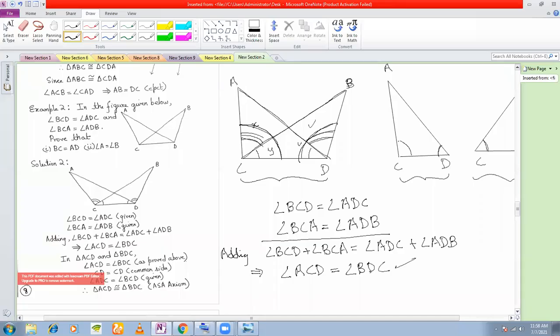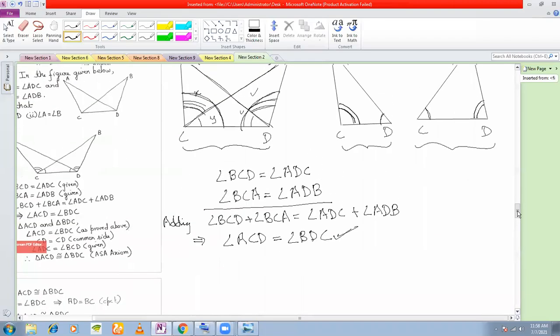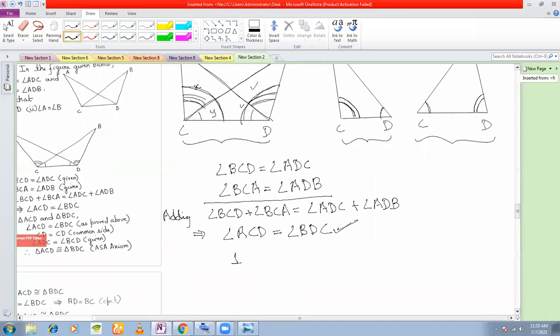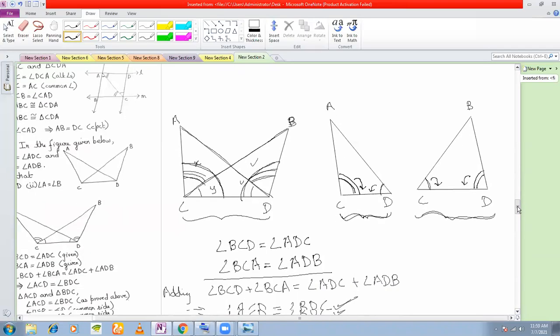So what have we proved here? We have proved that this angle here is equal to this angle here, right? So now we can write in triangle. What do you see in these two triangles? One side is equal, that is the common side, and two angles are equal. And what you also see is that this side CD is the included side, right? So therefore these two must be congruent by ASA.